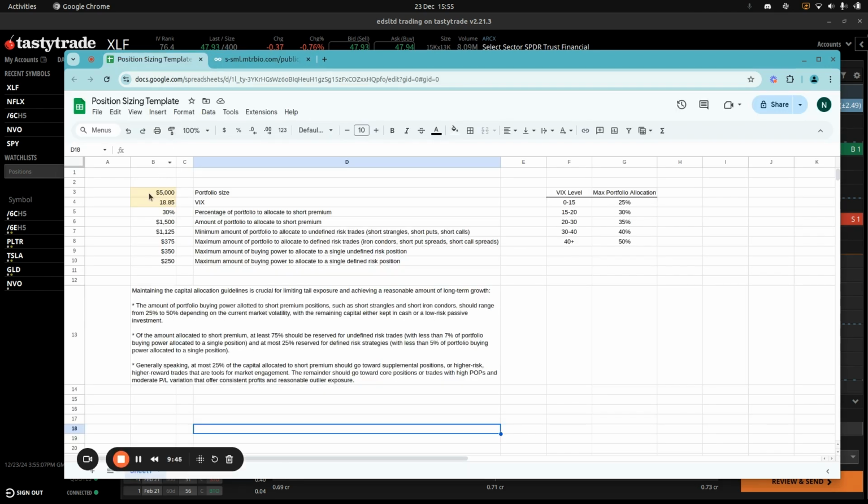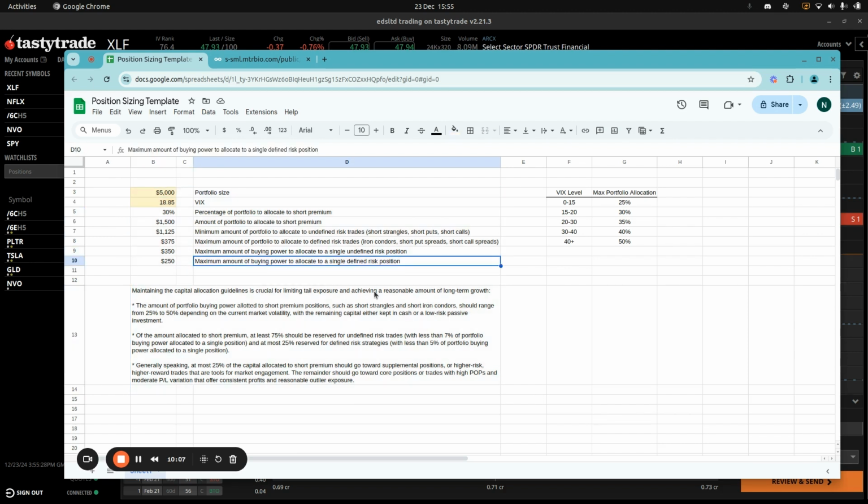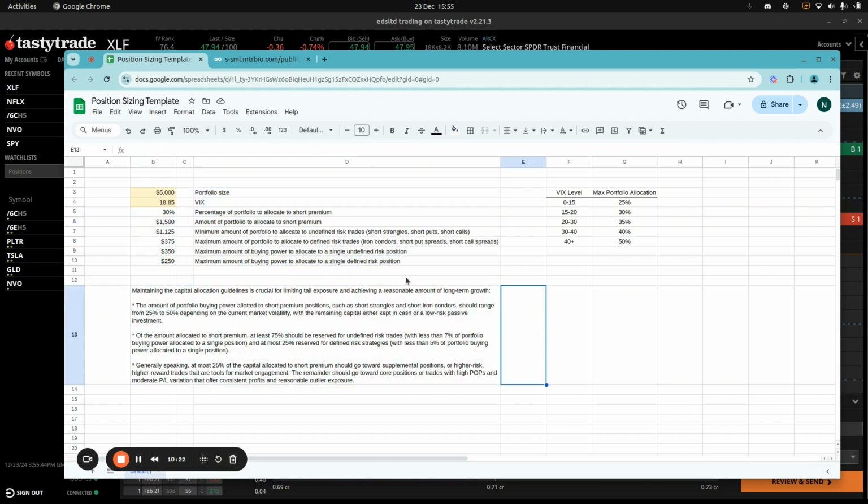The way it works is you enter in the size of your portfolio. Let's say it's $5,000. You then enter in the current VIX level, which last time I checked was just under 19. Everything below will then be automatically calculated for you. And at this point, all you need to do is simply use this information to form the backbone of your portfolio. It will tell you the maximum amount of buying power you should be allocating to any single defined risk position, undefined risk position, and how much of your portfolio you should be allocating to short premium strategies in general. And as long as you're following this guideline over the long term, you will be absolutely fine.